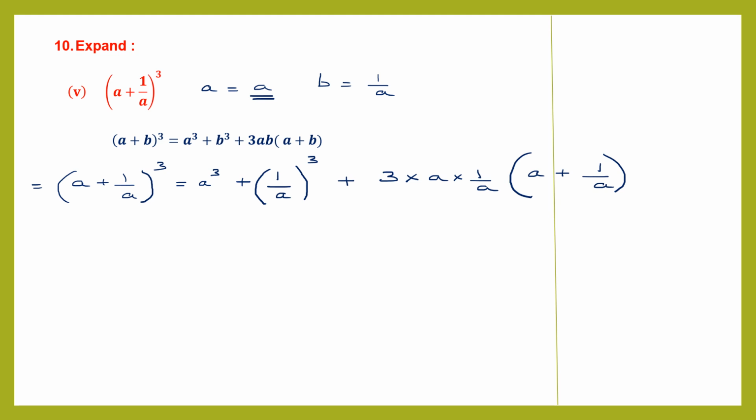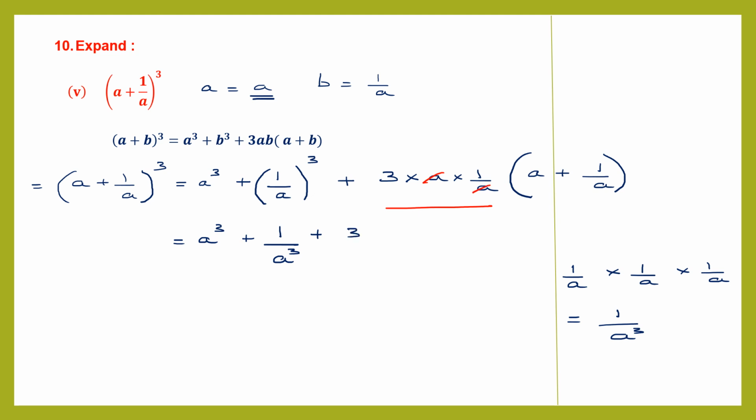So let's work this out. So a cubed will remain as it is, plus 1 by a the whole cube is 1 by a into 1 by a into 1 by a. 1 into 1 into 1 is 1. A into a into a is a to the power of 3. So let's write 1 by a to the power of 3 plus. Now here we have 3 into a into 1 by a. We can cancel this. So here we just have 3 into a plus 1 by a.